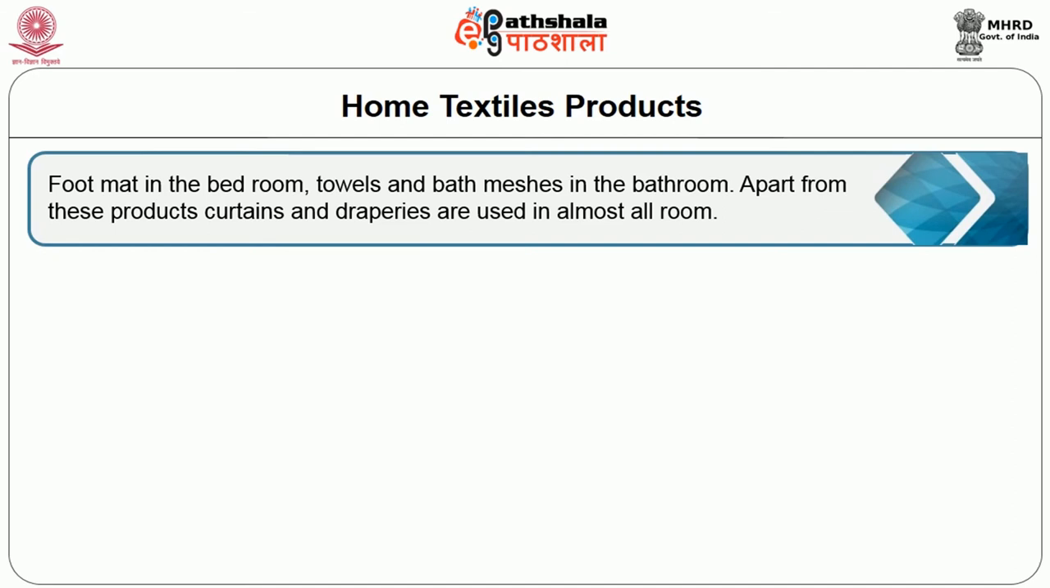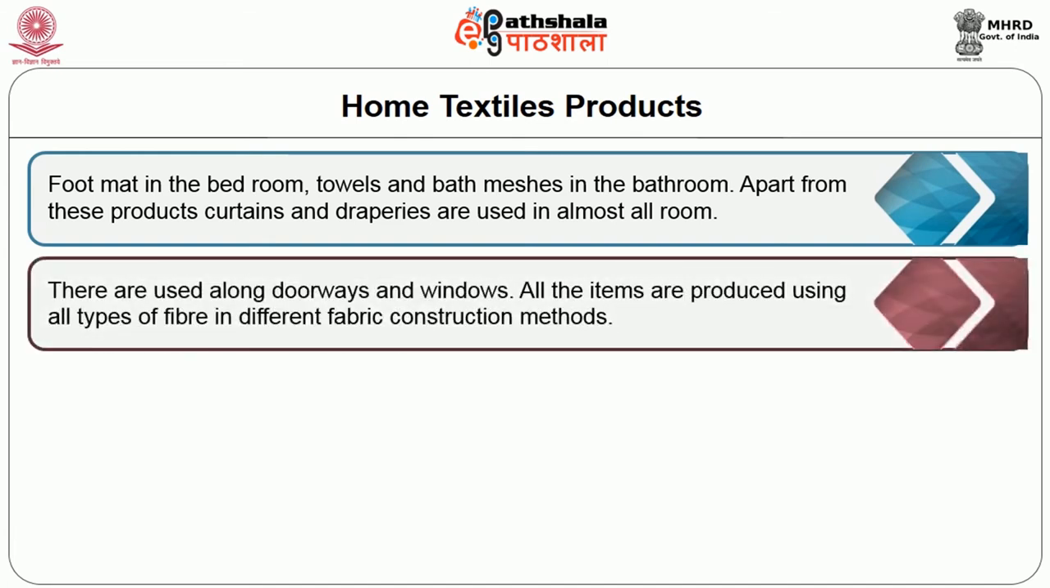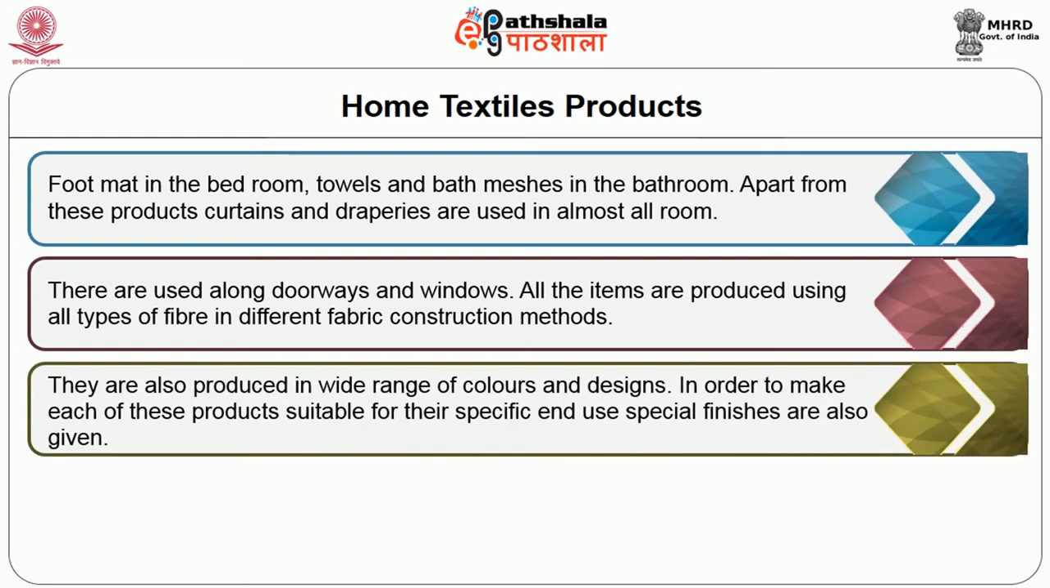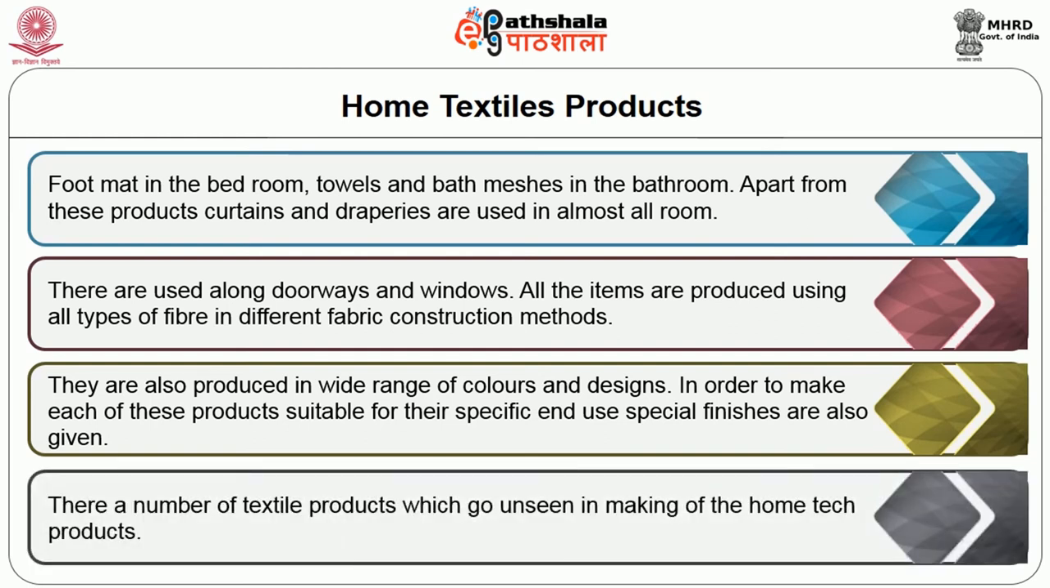Apart from these, curtains and draperies are used in almost all rooms. They are used along doorways and windows. All these items are produced using all types of fibers in different fabric construction methods. They are also produced in a wide range of colors and designs. In order to make each of these products suitable for their specific end uses, special finishes are also given. There are a number of textile products which go unseen in making the home textile products. Therefore, in this module, we will concentrate on the invisible products.